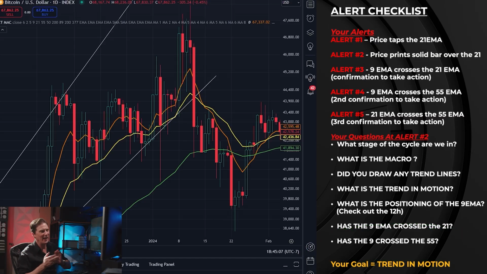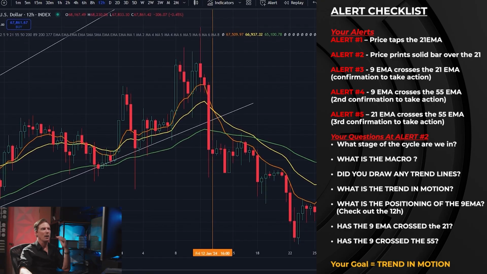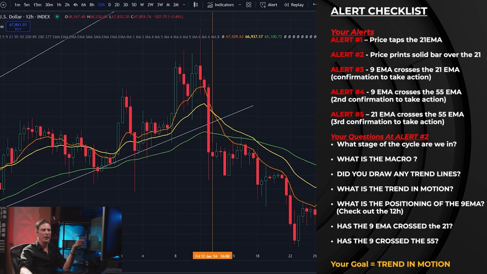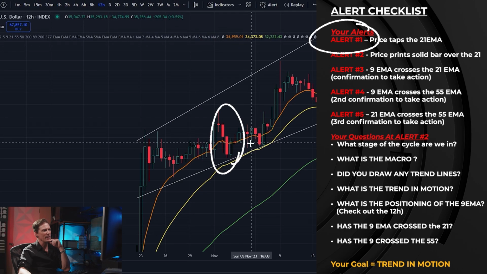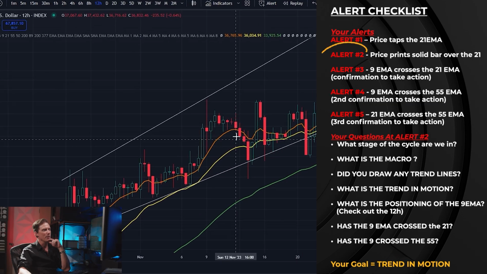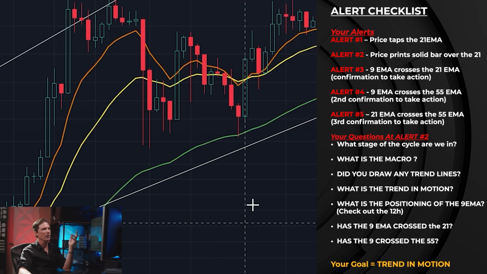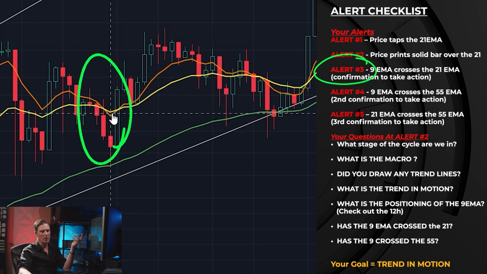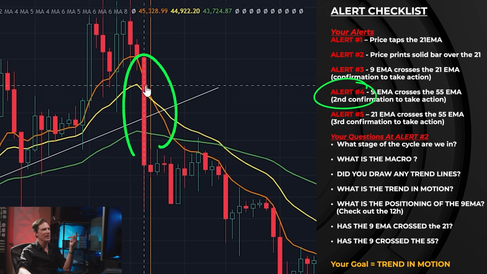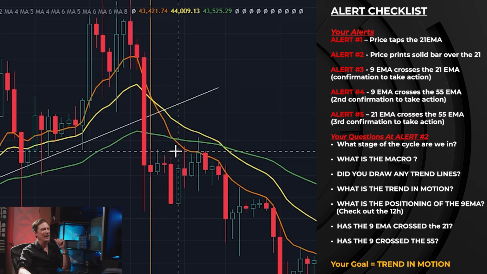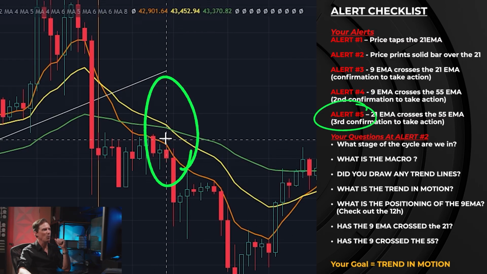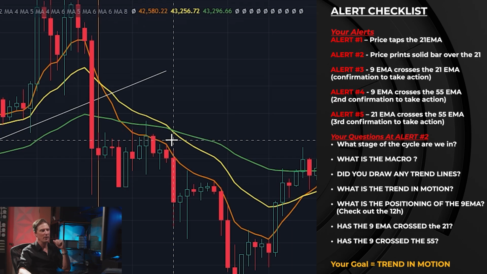You guys can apply that. I'm not gonna do too many examples of this thing. It's up to you. How many confirmations do you want before you get out, right? Alert number 1 is price tapping the 21. Alert number 2 is price printing a solid red candle over the 21. Alert number 3 is the 9 crossing below the 21. Alert number 4 is the 9 crossing below the 55. And alert number 5 is the 21 crossing below the 55. All right, you got 5 alerts telling you when to maybe lock in some profits in this scenario.